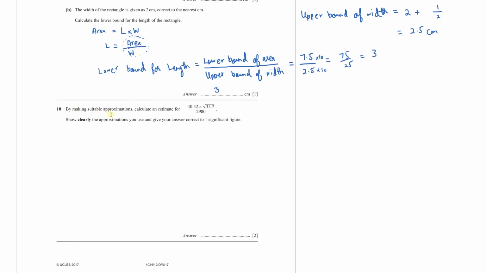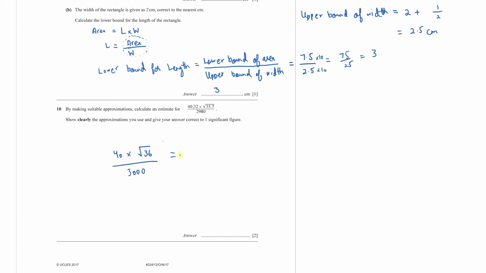By making suitable approximations, calculate an estimate for this expression. Show clearly the approximation you use and give your answer correct to one significant figure. Since you are not allowed to use a calculator, we can approximate 40.32 to 40 to make the multiplications easier. The perfect square closest to 35.7 is 36. And then we can round 2,980 to 3,000 to make our calculations easy.